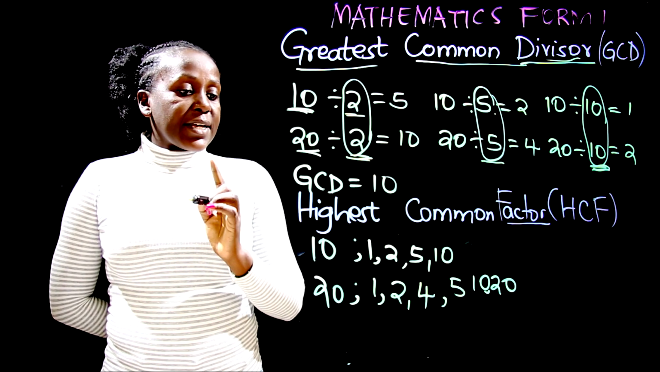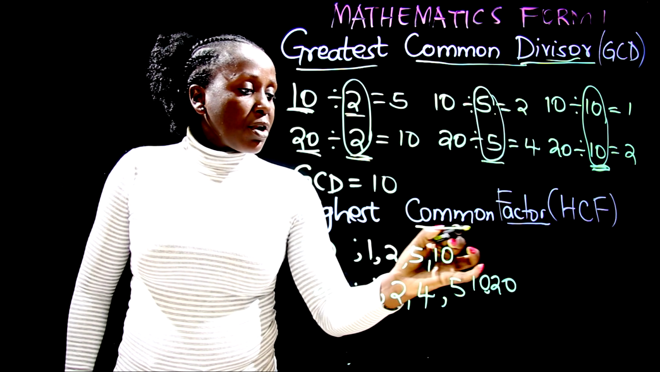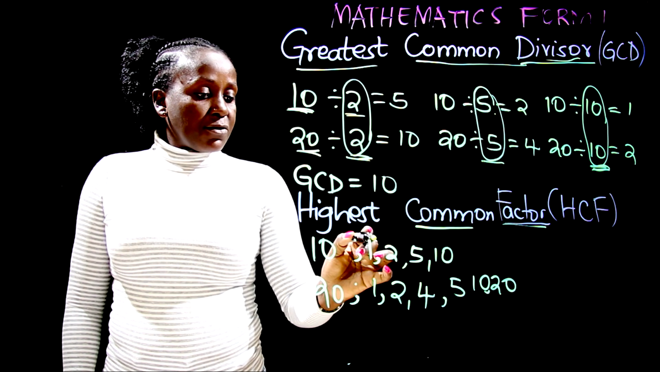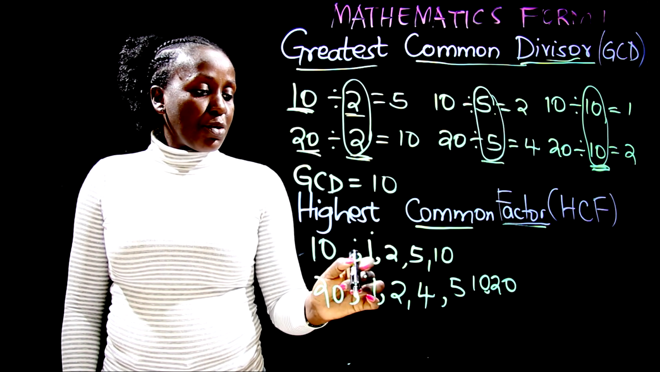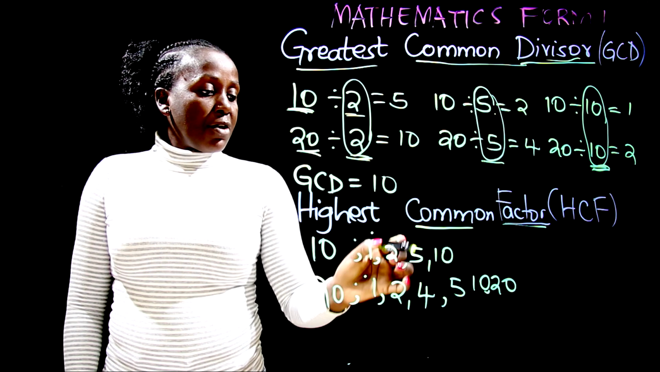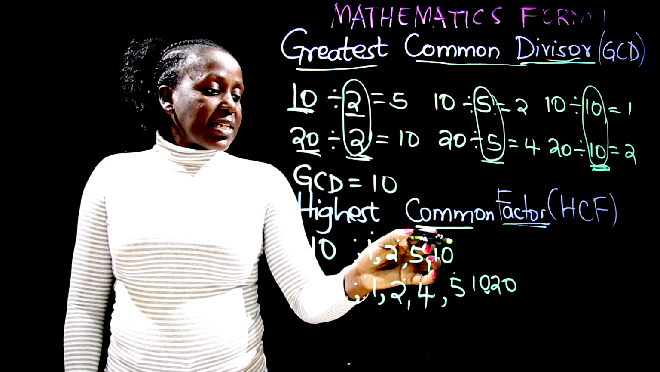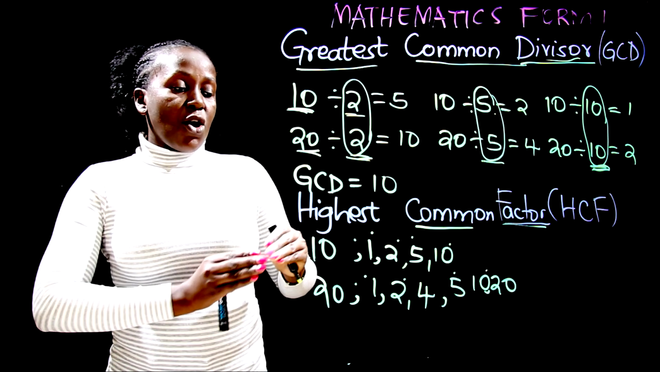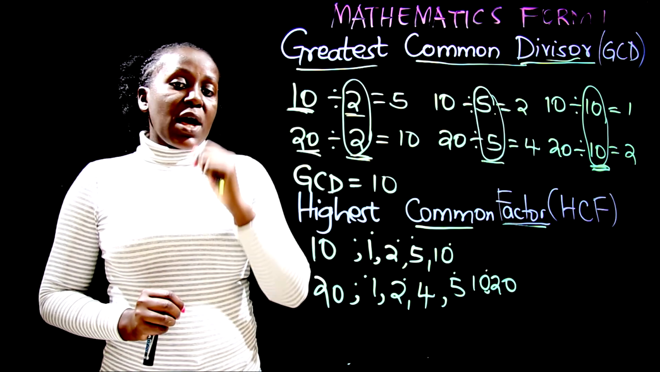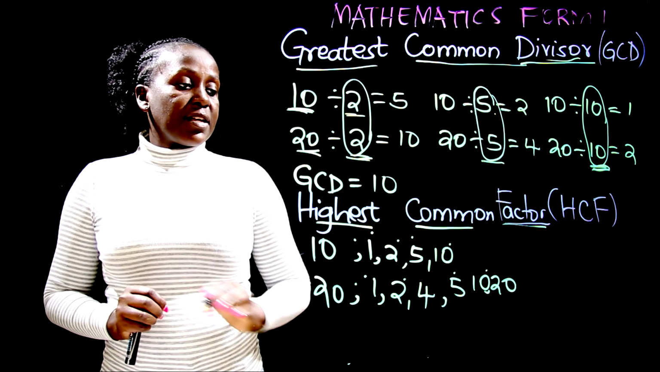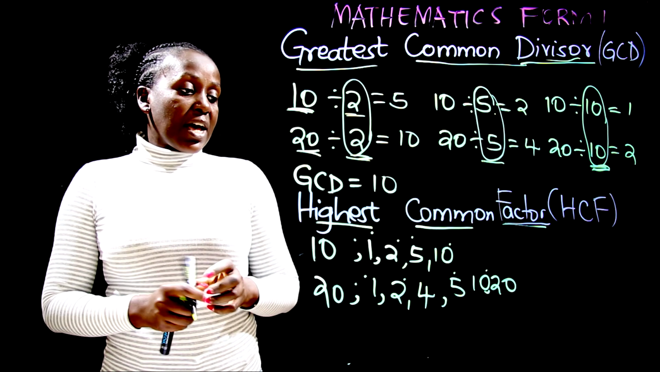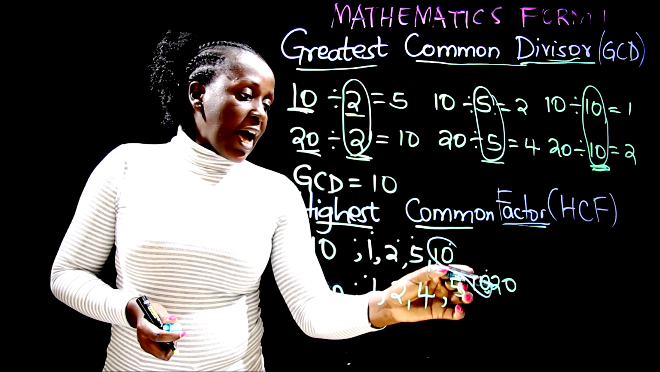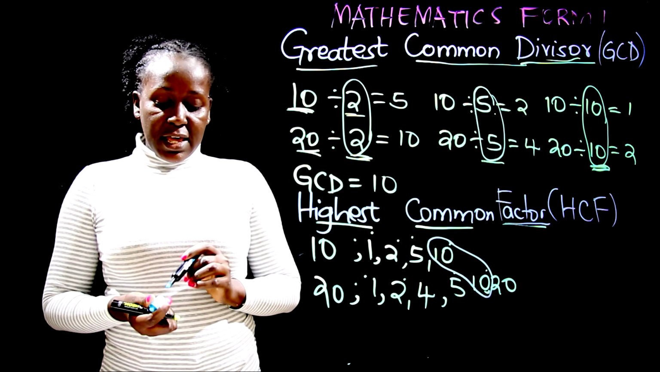Now remember, our interest is to identify the common factors in both 10 and 20. So we have 1 is common in both, 2 is common in both, 5 is common in both, 10 is common in both. Now among the different sets of common factors, which one represents the highest common factor? Now the highest common factor is 10. Okay? The highest common factor is 10.